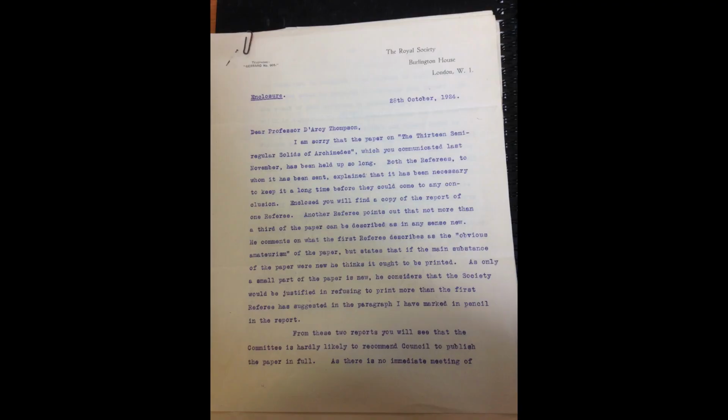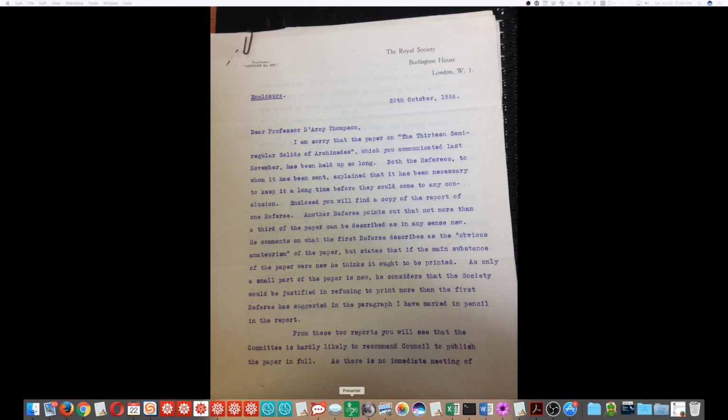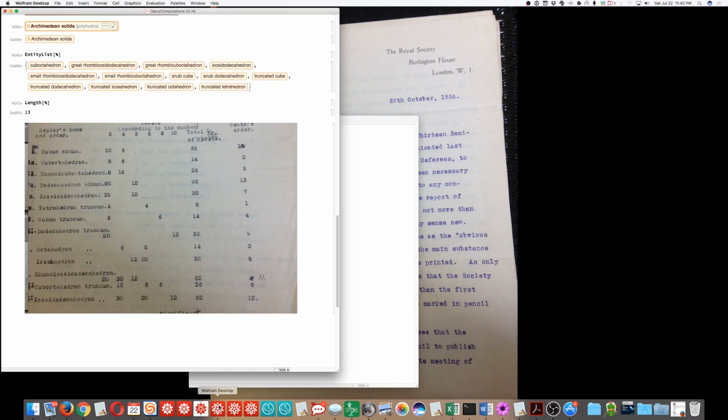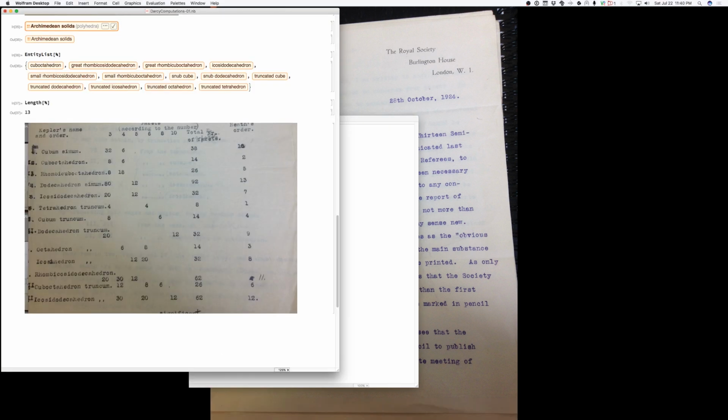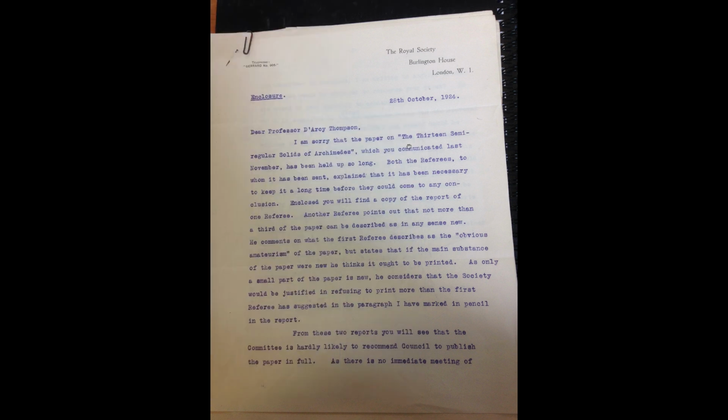"I am sorry that the paper, The 13 Semi-Regular Solids of Archimedes, has been held up so long at the Royal Society." Oh dear. That's one of those things with journals. Okay, first referee, oh my gosh. Okay. This is a referee report. That's interesting. So in those days, as I haven't published an academic paper in years, but those things have a terrible habit of being a bit of a corrupt system usually. But let's see what this person had to say.